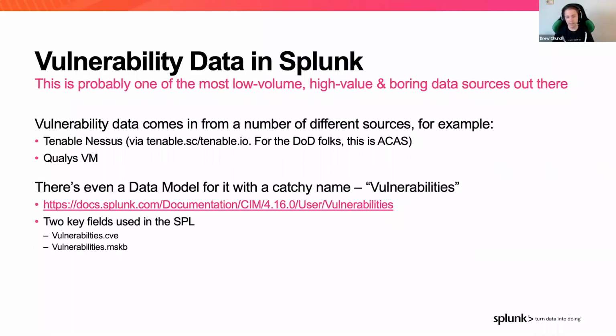Now it's there in the way that the API polls is pretty robust. From a data model and scalability perspective, we have one. It has a catchy name. It's called vulnerabilities. Provided the latest version of the common information model link there for you. And there are two key fields used inside the SPL that we generated to check whether or not these vulnerabilities existed for SIGRed inside of the environment.